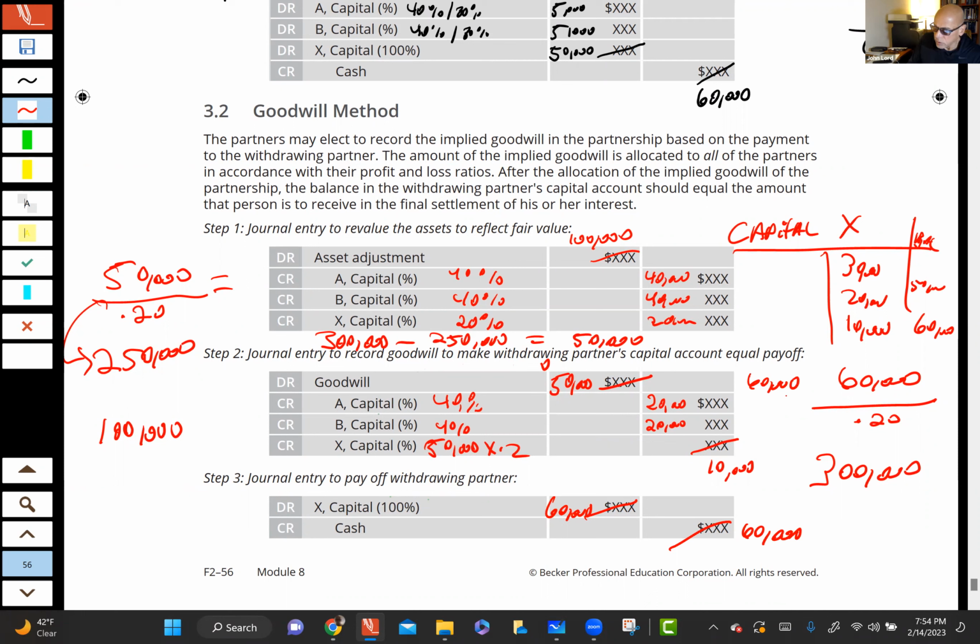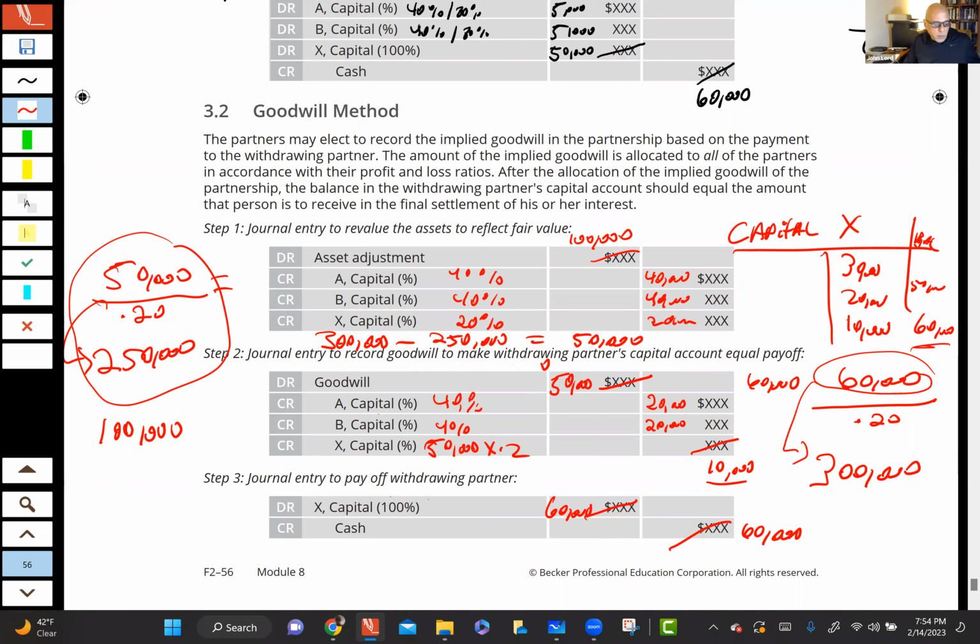Just to review, if you didn't pay him an extra 10,000, you'd be saying the company's worth 250. But since you're going to pay him an extra 10,000, you're going to give him 60. You're saying the company's really worth what? 300. That difference is goodwill. You distribute the goodwill based on their profit sharing ratios. When you give that extra 10,000 to the exiting partner, that brings his account up to 60, and now we can go ahead and cash him out.